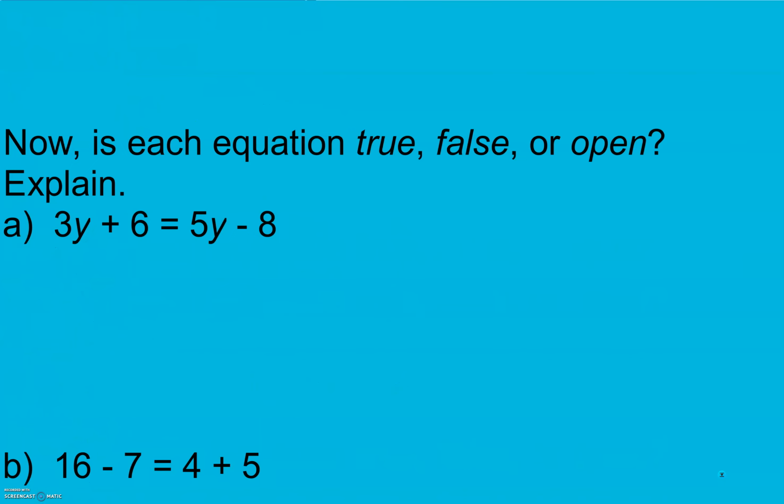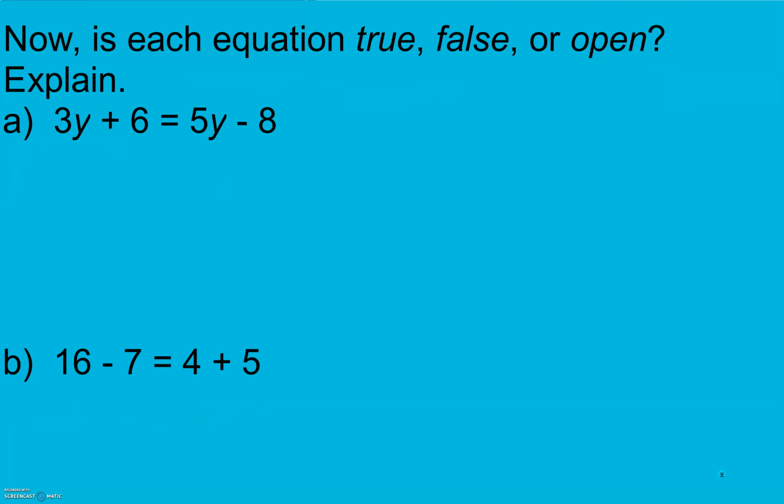Now, feel free to pause here and give these a try if you'd like. Is each equation true, false, or open? And explain. In A, I see variables. So anytime I see a variable, I know that it's open. And my explanation is because there's variables there, and my variable happens to be a y. Or you could say open because there's variables. Or you could circle them, point at them, however you can signify that you know that is the reason it's open. On B, we're going to simplify both expressions, both the left and the right side.